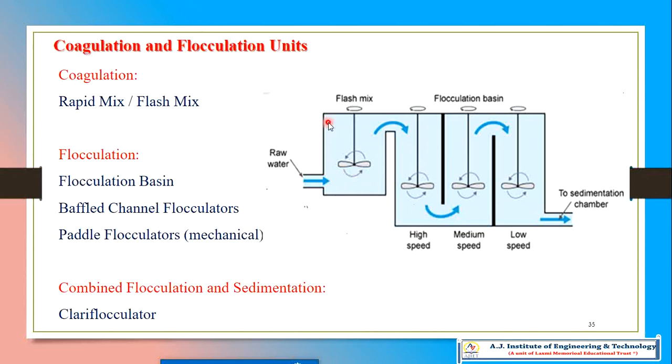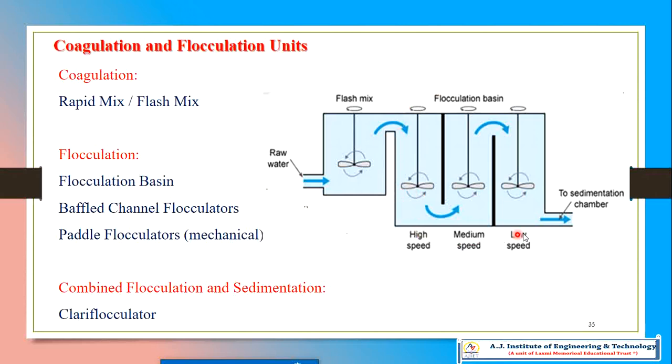Here your dosage should be rapidly mixed in the water. Then it will come to high speed, then medium speed, and medium speed to low speed. Then it will go to the sedimentation chamber. There it will be given the detention time. Then it will settle. Okay, so that is what the coagulation and flocculation basin will be.